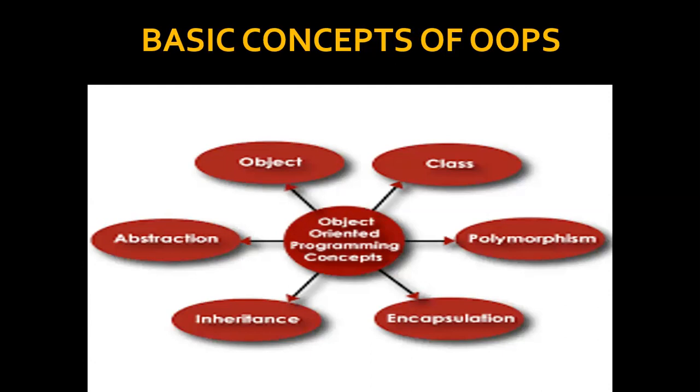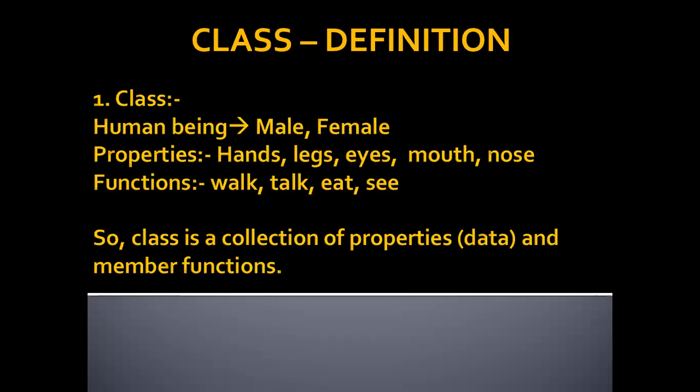I have given only 6 here. So first one, class. What is a class? A class is nothing but a collection of properties, that is data, and member functions. Imagine a human being. We have two categories, male and female. Male is a class and female is another class. Both classes have common properties like hands, legs, eyes, mouth, and nose, and common functions like walking, talking, eating, seeing, jumping, running, skipping, and teaching.